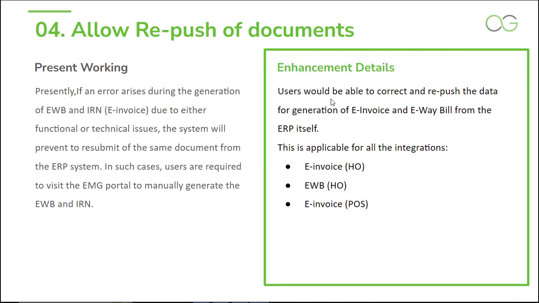Post the enhancement, users would now be able to correct and repush the data for generation of e-invoice and e-waybill from the ERP itself. This is applicable for all integrations: e-invoice from HO, e-waybill from HO, and e-invoice from POS. Let's check one scenario where the user pushes an e-invoice with incorrect address information. The system shall show an error to correct the address details. Once these are corrected, we shall repush the document and check the status of the same. The user should now be able to generate the IRN. Let's move into the ERP screen and check the same.